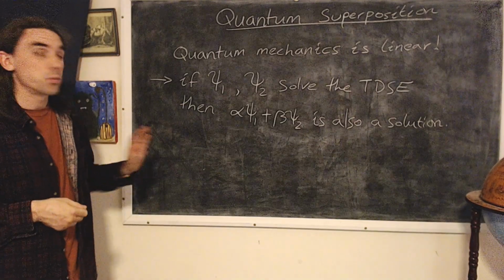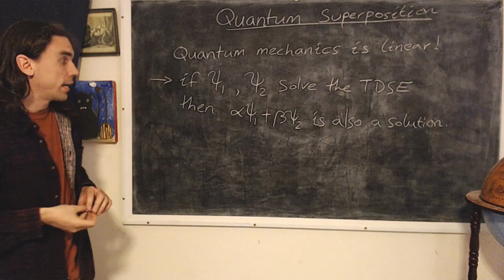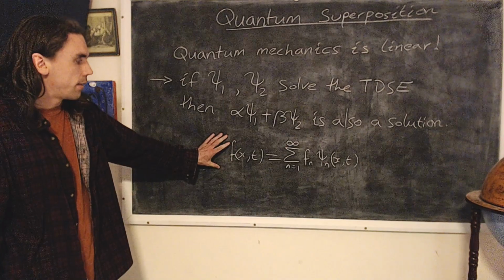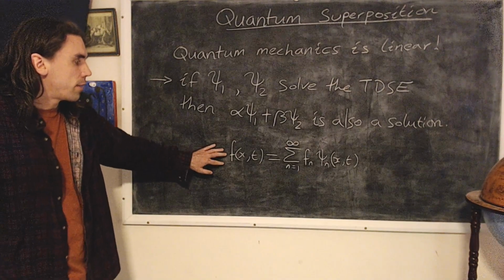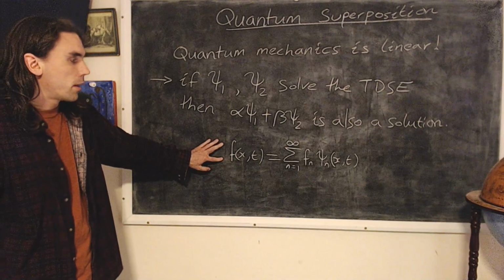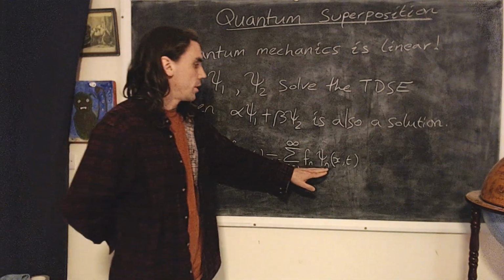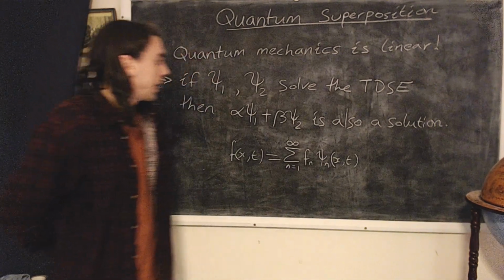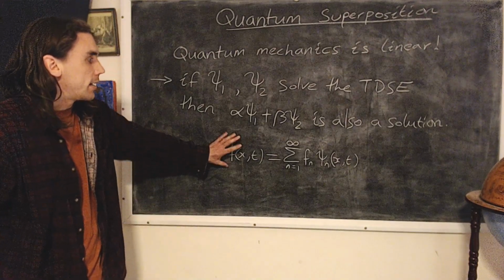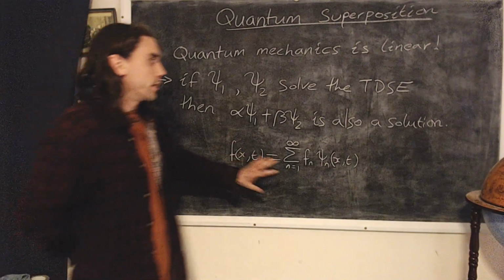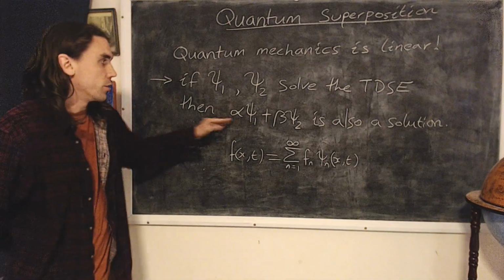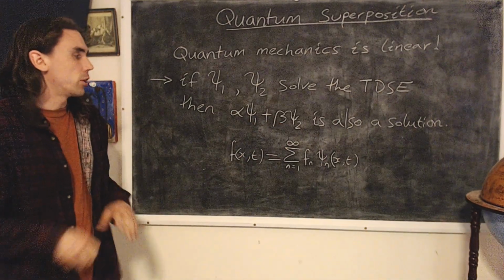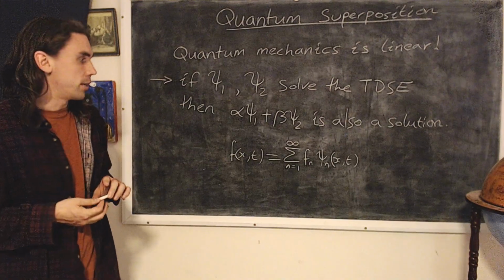In general, as we saw in a previous video, we can write the following. If we can write some arbitrary wave function down, we can decompose it in terms of energy eigenstates, psi n, and any linear combination like this will also be a solution to the Schrödinger equation. So it's not just a sum of two, it's a sum of any number of wave functions which individually solve the time-dependent Schrödinger equation.